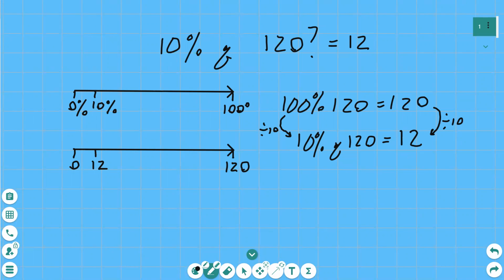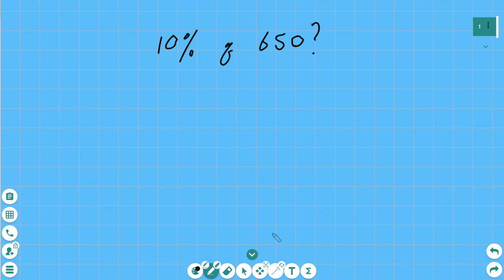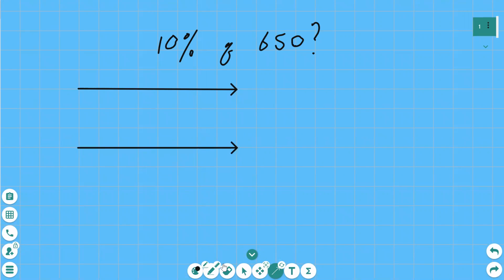Should we do one more? Oopsie daisy, where are we? Right, okay, so another one is going to be 10% of 650. Question mark. Well, again, I'm going to do my number lines. You'll reach a point where you don't need to do number lines because you can kind of visualize it in your head. But until then, there's nothing wrong with scribbling things that help you visualize or have pictures in your head of the problem or the question.